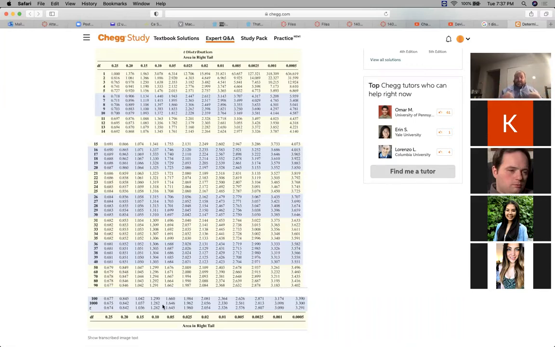So T star is a value that we use when we don't know sigma, so we can't use Z star. So we use kind of like the next best thing. That's essentially what it comes down to. Okay, and the question is, when do we use this?